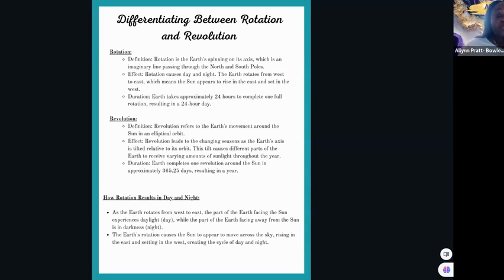Now, revolution is different from rotation. It's still spinning on its axis, but it's now moving around that stable or stationary point, which is the sun. The Earth will then move around that sun in an orbit. That's your geography word, orbit. It orbits around the sun. So the sun stays in one spot, contrary to what a lot of students believe.